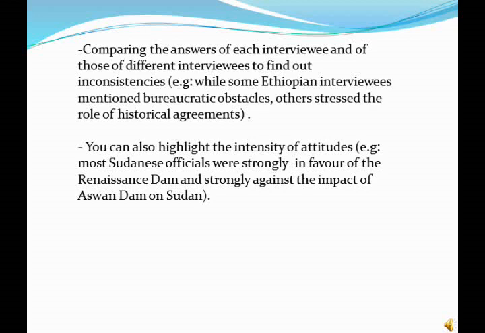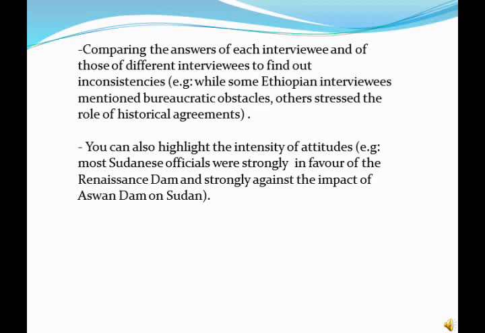What you should also do while analyzing the material that you have is try to compare the answers of each interviewee and of different interviewees. So again, if a person said something and then contradicted himself, you can flag that or underscore that or highlight that in your analysis. Or if different interviewees, although all are officials in the same institution, for instance, offer different explanations, this will also be interesting to highlight.